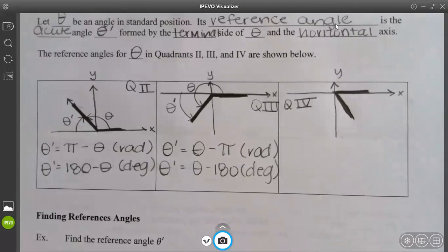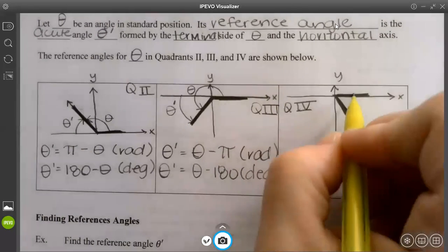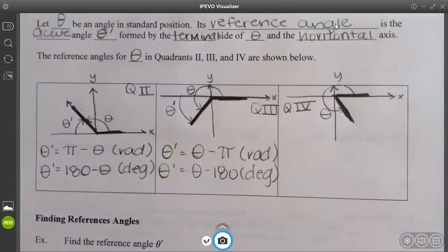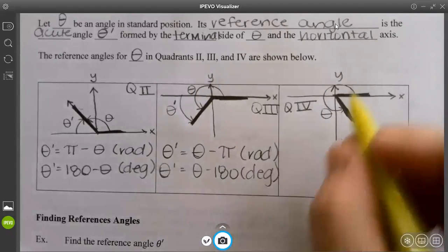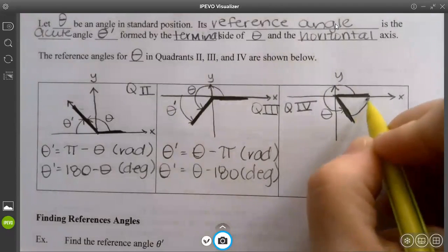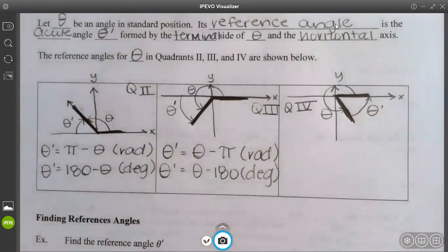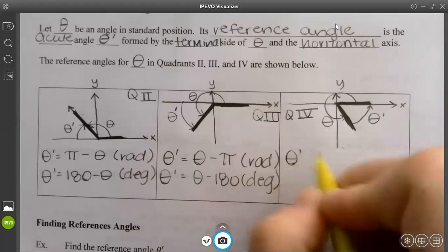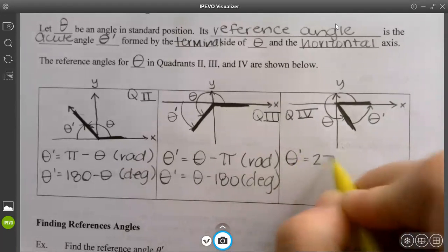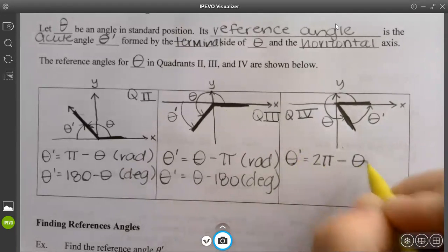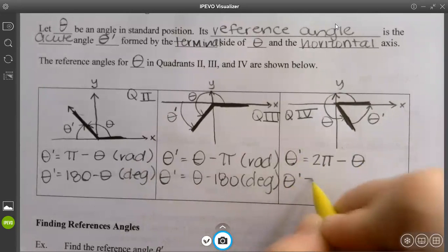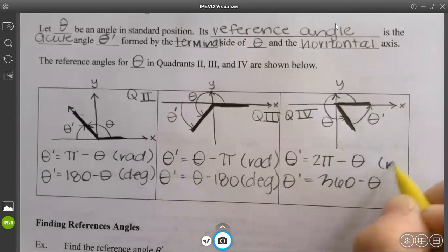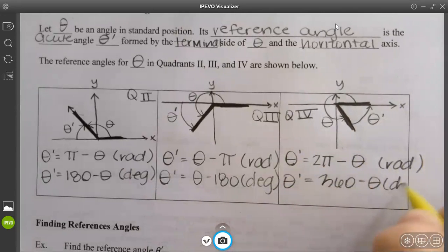So you have an angle over here that looks like this. Again, we would go counterclockwise, which is a huge angle. This is going to be your reference angle. And the way that you find it is you subtract it from 2 pi, or you subtract it from 360, depending on if it's radians or degrees.